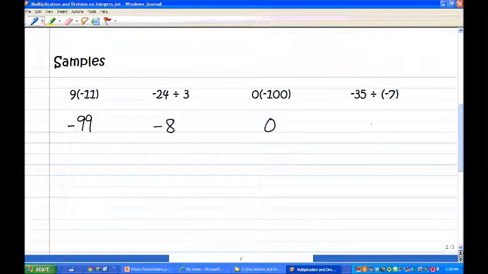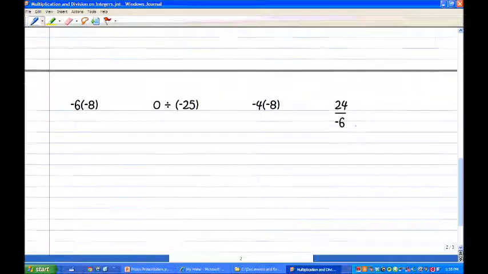35 divided by 7 is 5. They're both negative, so the same. The answer is positive. Notice I'm not writing a positive out in front. You don't have to do that. If you want to do this, you can, but it's unnecessary. If we just see a number like that, we assume that it's positive.